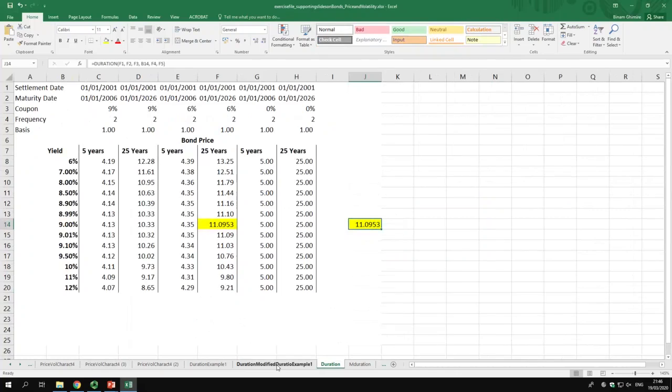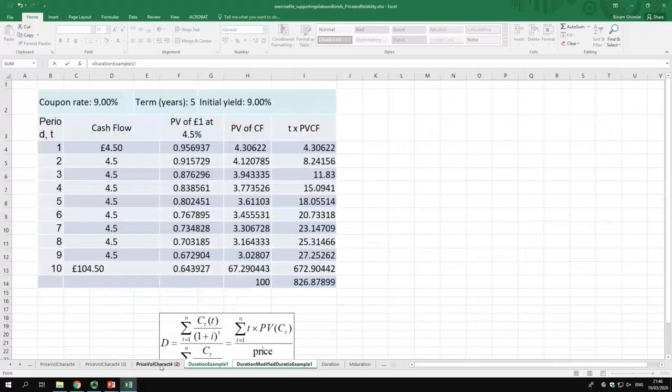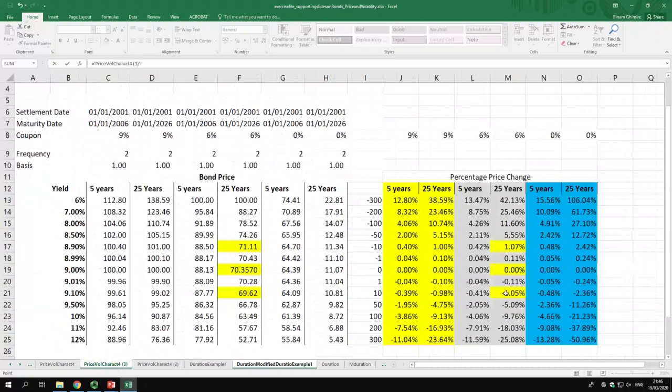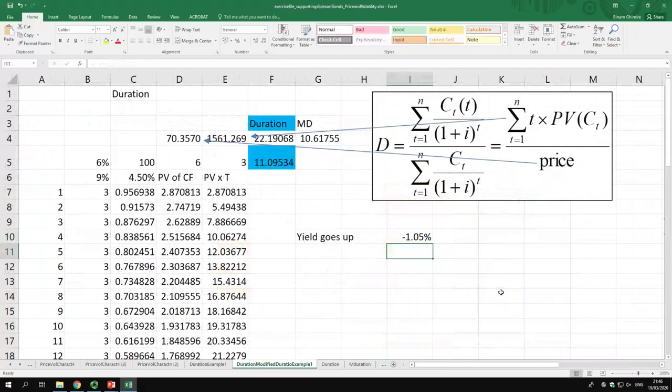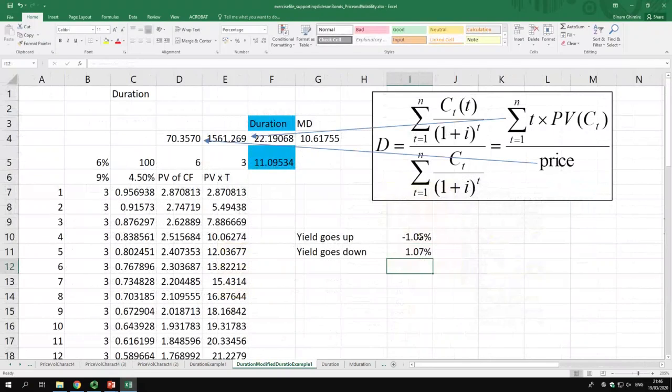Minus 1.05 and 1.07. In fact, it's good, let me copy that from there. Okay, so this was here. I take this one, and when yield goes down, then this is this number here, 1.07. So we found them. Okay, so let me increase the decimal places a little bit, and we've got something like this.